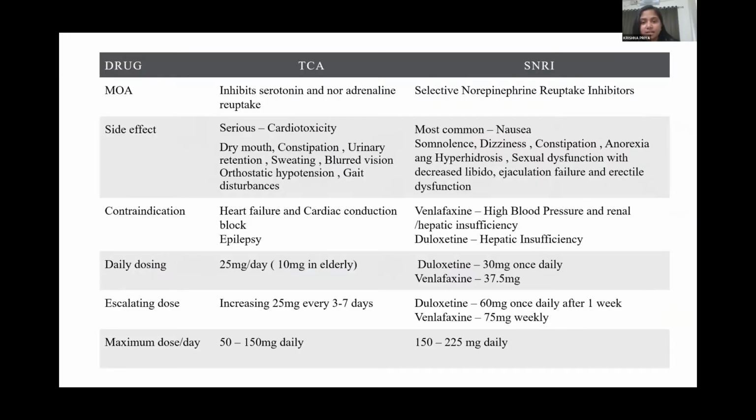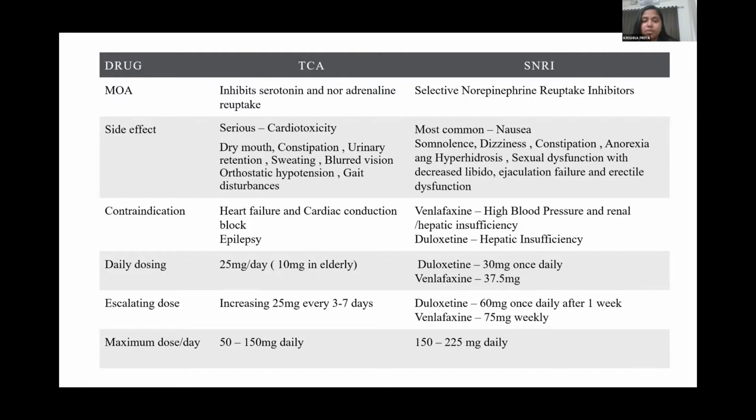Let us see the difference and comparison between TCAs and SNRIs. The mechanism of action we have discussed before. Serious cardiotoxicity is one of the side effects of TCAs, and other side effects we have discussed. The most common side effect of SNRIs is nausea. TCAs are contraindicated in heart failure, cardiac conduction block, and epilepsy. Venlafaxine is contraindicated in high blood pressure and renal and hepatic insufficiency. Duloxetine is contraindicated in hepatic insufficiency.